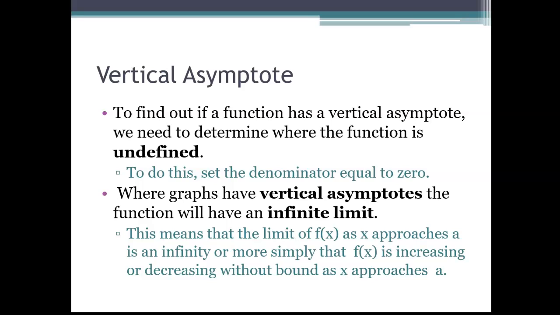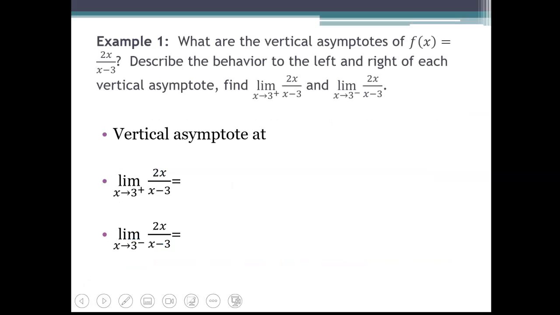To find out if a function has a vertical asymptote, we need to determine where the function is undefined. So to find the vertical asymptote, we find where it's undefined. To do this, we set the denominator equal to 0. Graphs have vertical asymptotes and infinite limits. They go hand in hand. Why? Because they're increasing or decreasing without bound.